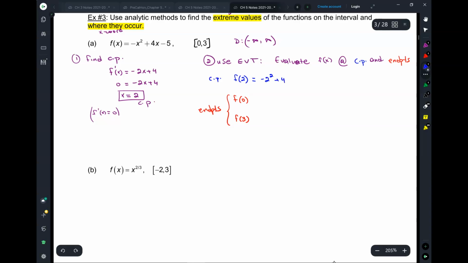negative 2 squared plus 4 times 2 minus 5. What am I doing here? I want to find what the y values are at these points so I could see where it's highest and where it's lowest. Well, this gives us -1. F of 0, -5. F of 3, -2.